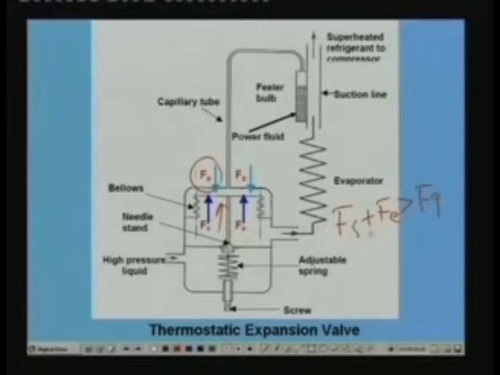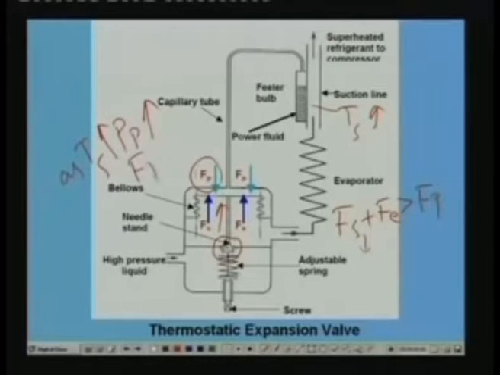Once this moves up, the spring force actually reduces and a new balance point is established, and at this new balance point the area available for refrigerant flow reduces because the needle has moved up. So once it moves up, the area available for the refrigerant to flow through the orifice reduces. Once the refrigerant flow rate reduces, the superheat increases. That means this temperature again increases. Once this temperature increases, the pressure in the power fluid PP increases. So as Ts increases, PP increases.